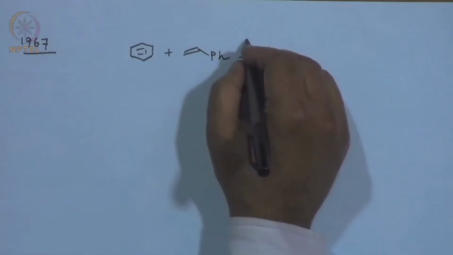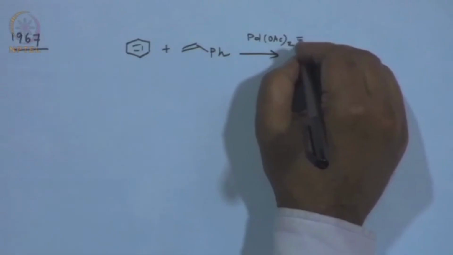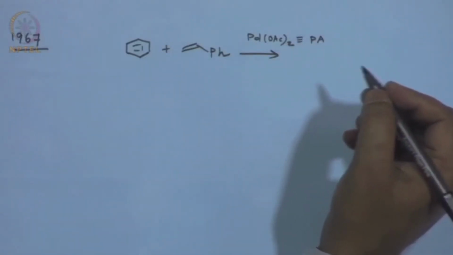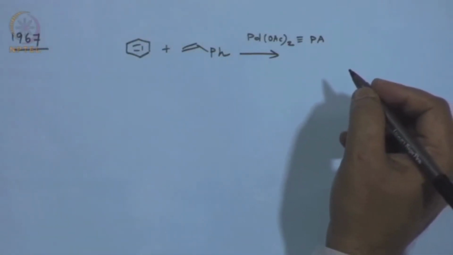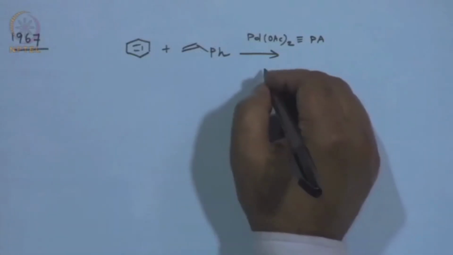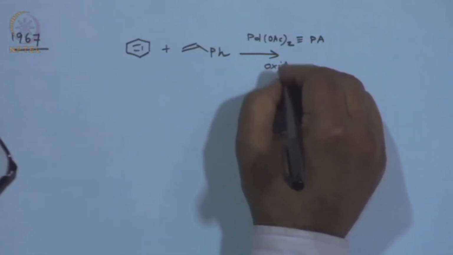And of course, palladium acetate. From now onward I will write palladium acetate as PA, abbreviated, because palladium acetate will come up many times in this lecture. So, I will write PA. And an oxidizing agent, an oxidant.